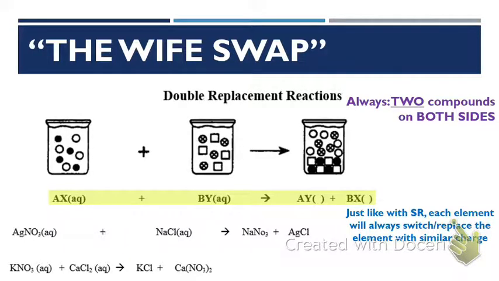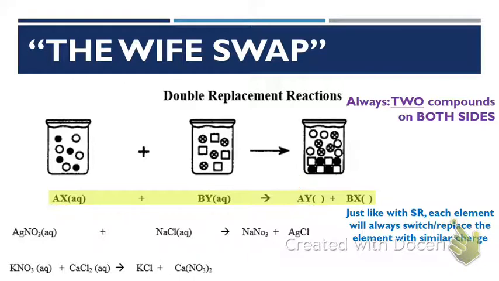Really, when it comes down to it, what you're going to notice is that in a compound, whichever element is at the beginning is still going to be at the beginning of its new compound. Even when A switches up and it's not with X anymore, it's still going to have that same positive charge, and so it's still going to be at the beginning of our compound. So, two compounds on each side, and they just switch places.